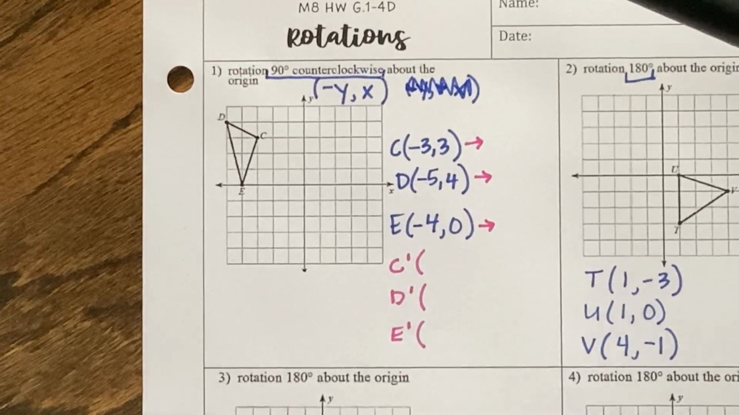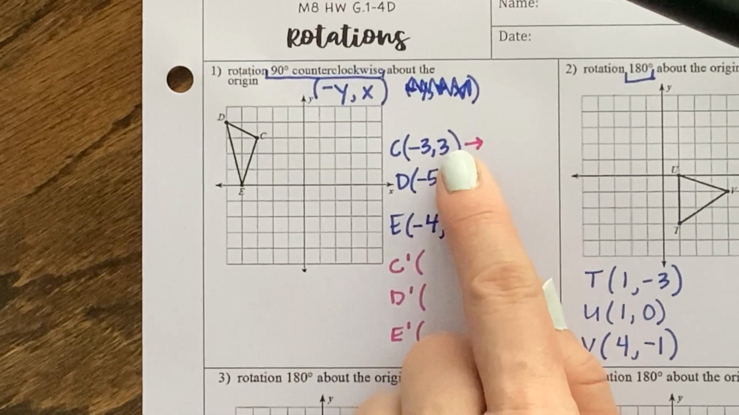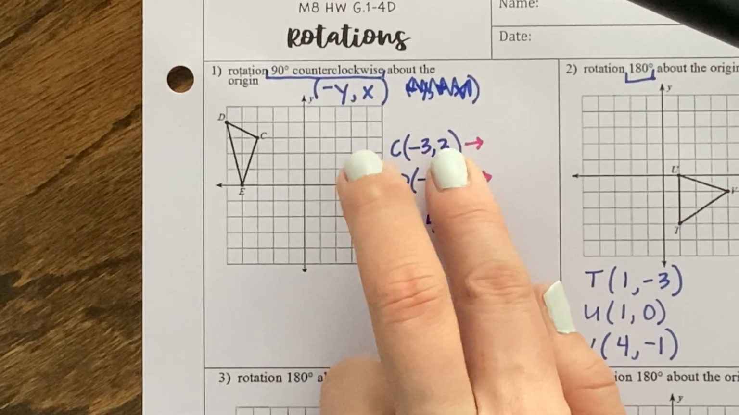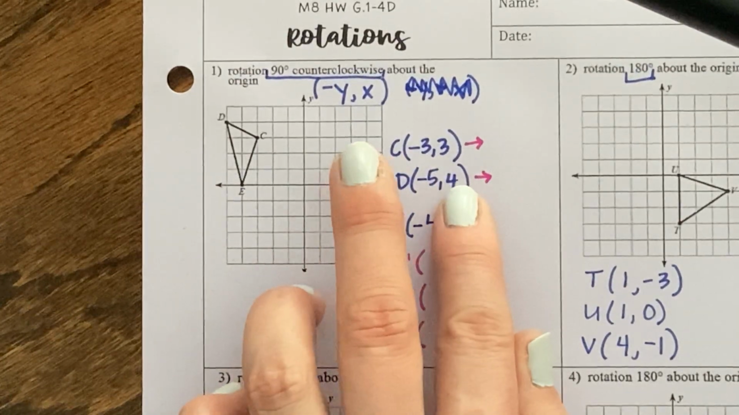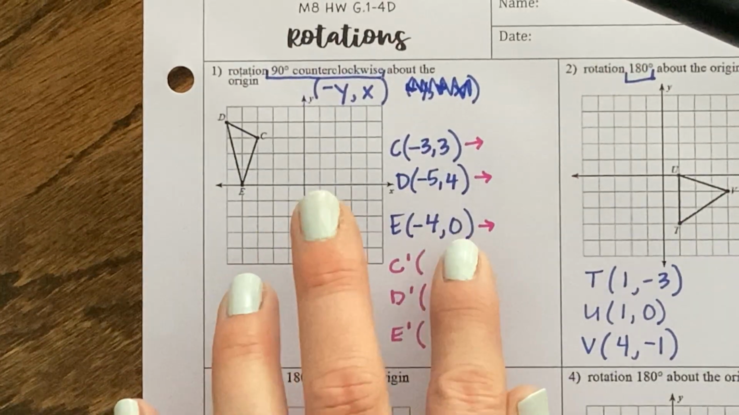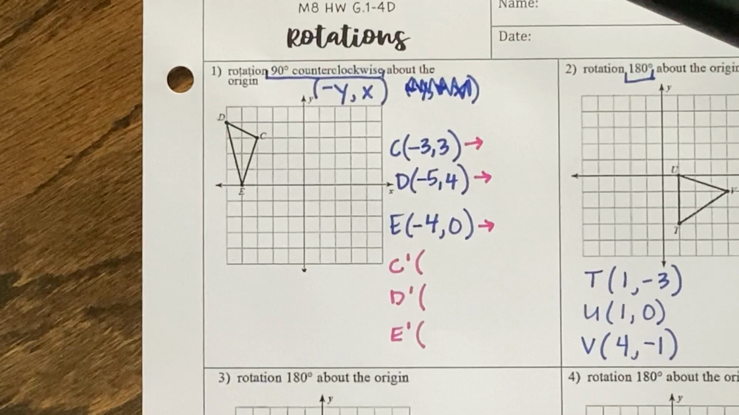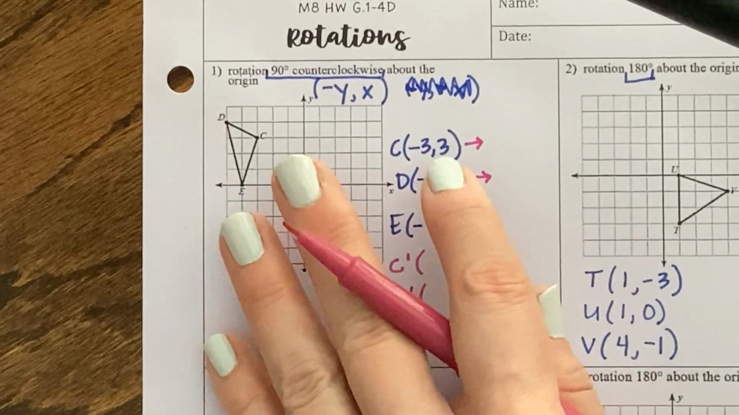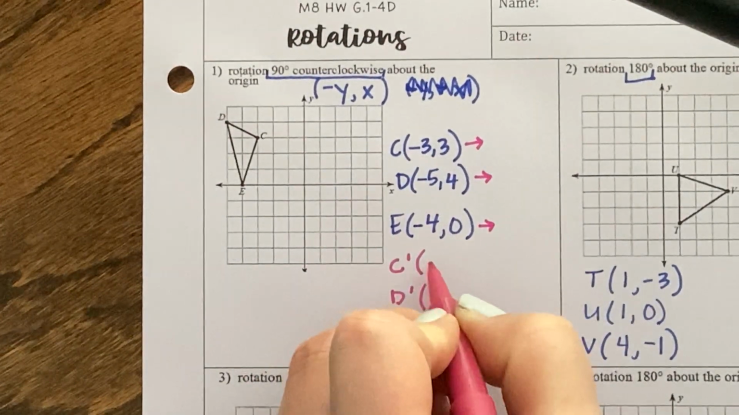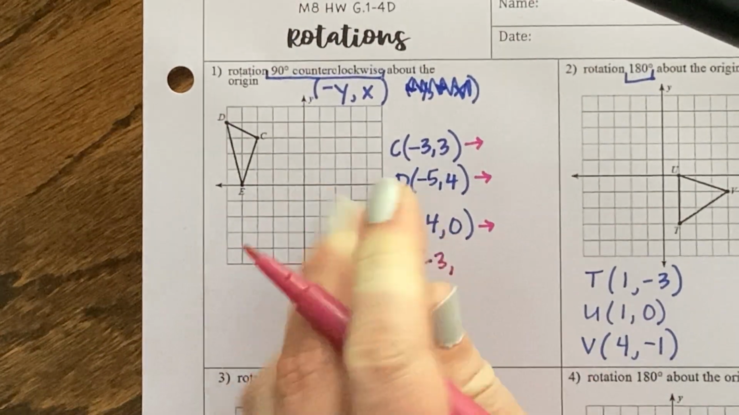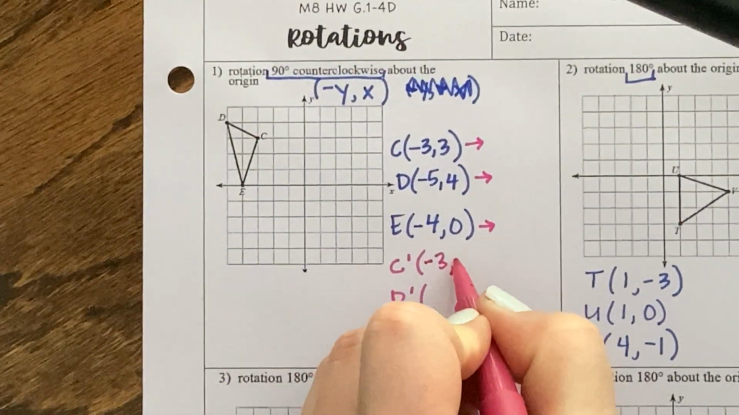So as I come to point C right here, this is the original Y. I negate the Y and then switch. Negate the Y and then switch. Negate the Y and then switch. And remember, negate means just change the sign, do the opposite sign. This was a 3, now it's a -3, but I'm also going to switch. So this is now -3, comma, -3.